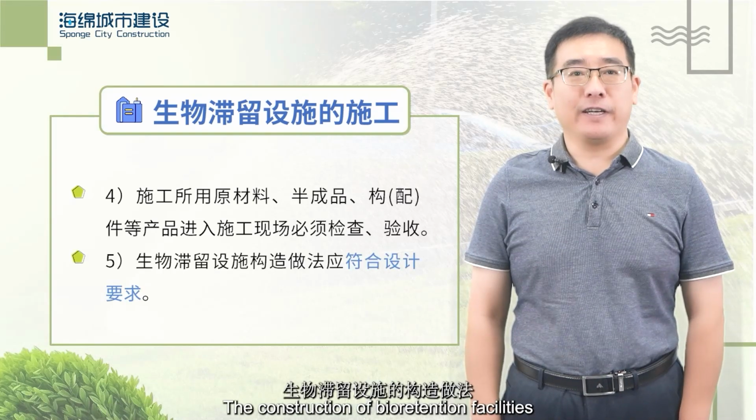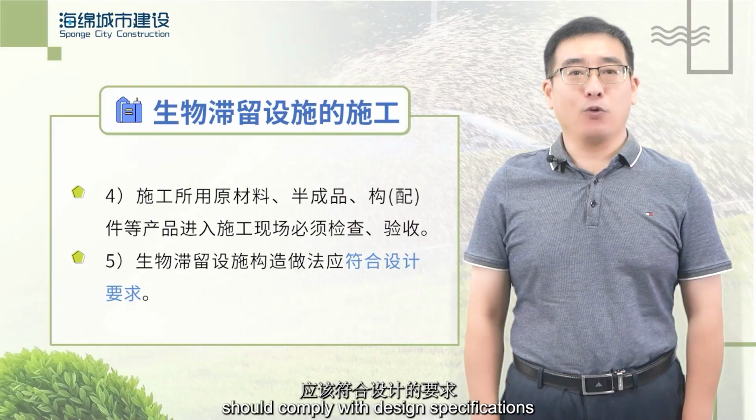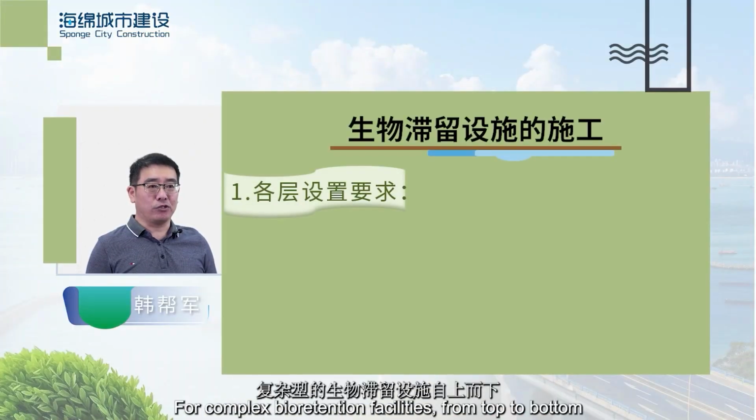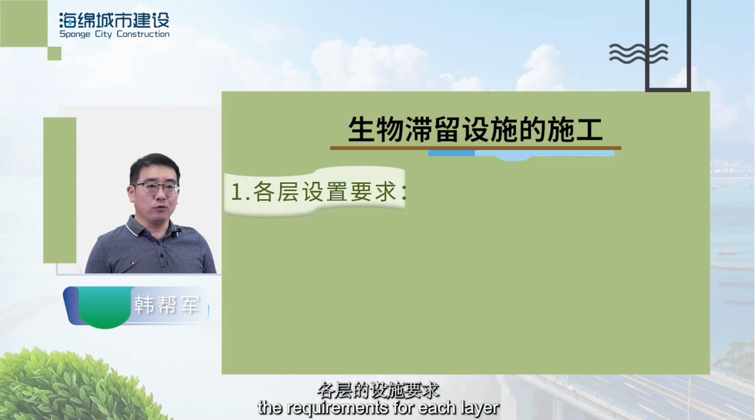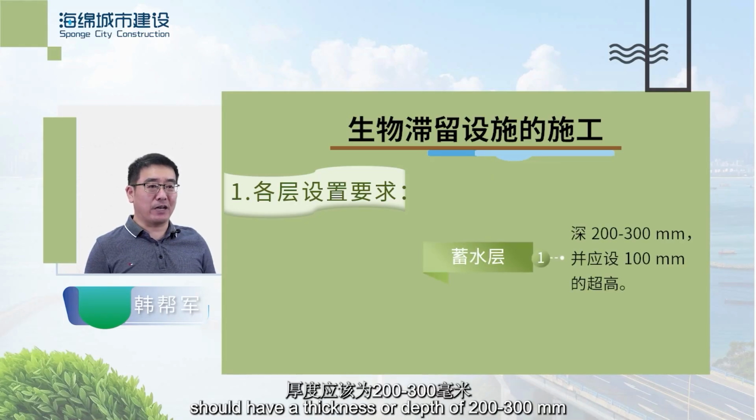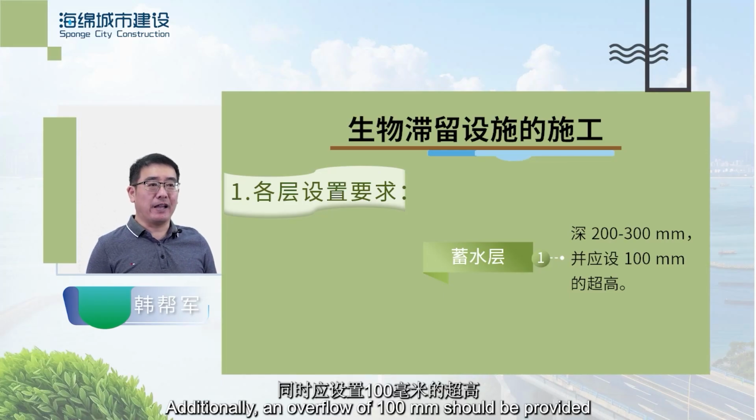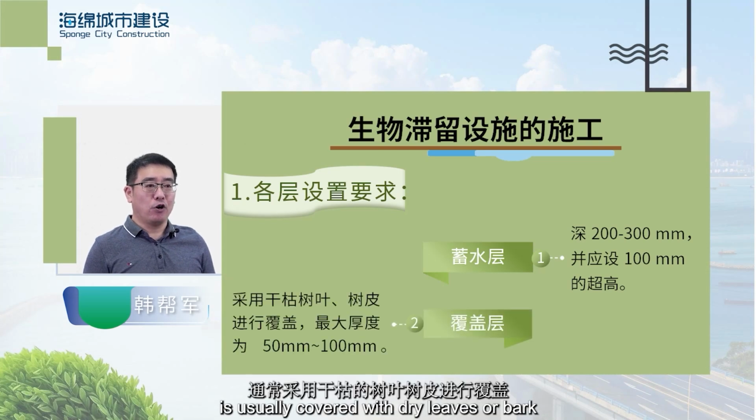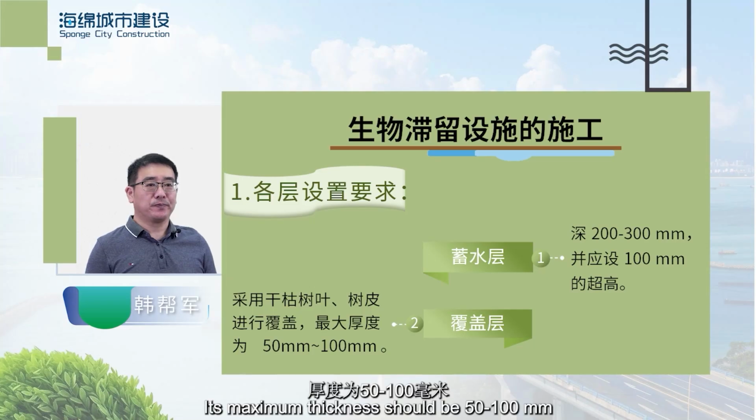The construction of bioretention facilities should comply with design specifications. For complex bioretention facilities, from top to bottom, the requirements for each layer should meet the following conditions. For example, the water storage layer should have a thickness or depth of 200 to 300 mm. Additionally, an overflow of 100 millimeters should be provided. The cover layer is usually covered with dry leaves or bark. Its maximum thickness should be 50 to 100 millimeters.